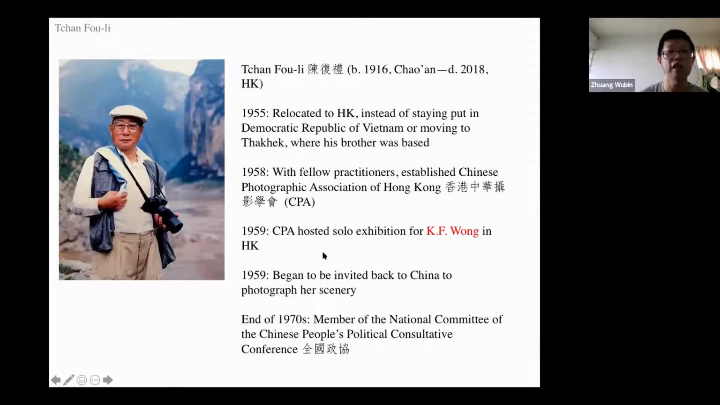And then in 1958, he set up the Chinese Photographic Association of Hong Kong. 1959, K.F. Wong was featured in a solo exhibition. So you can see constantly K.F. Wong being the most well-known photographer representing Southeast Asia. 1959, also, he began to be invited to go back to China and photograph her scenery. By the end of 1970s, he already became a member of the National Committee of the Chinese People's Political Consultative Conference.